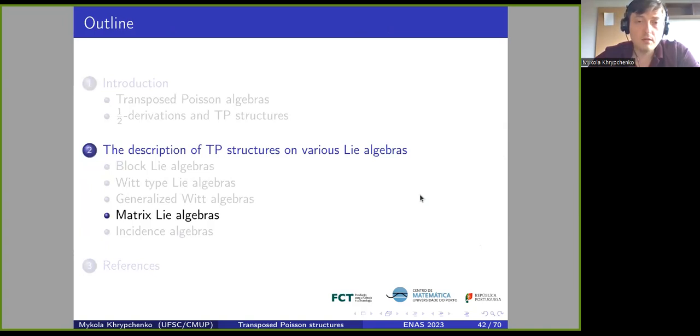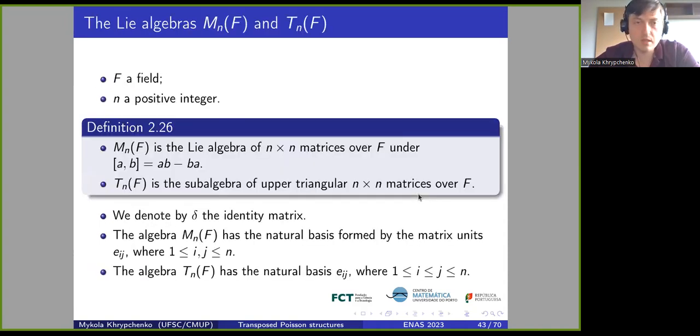Let us pass to the case of, now again, all the Lie algebras that we have considered so far were Lie algebras where the Lie bracket was defined in terms of some function. Now let us pass to Lie algebras that come from some associative algebras, some well-known associative algebras, and we start with matrix algebras. We consider the full matrix algebra, Mn of F, under the commutator product, and we consider its subalgebra of upper triangular matrix algebras.